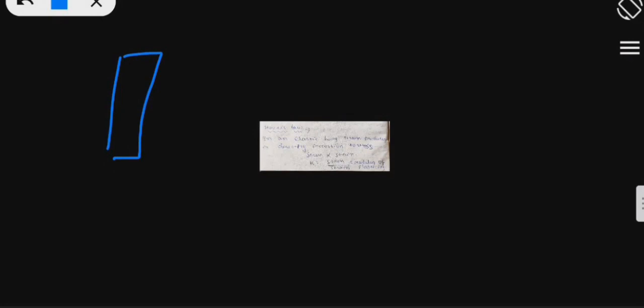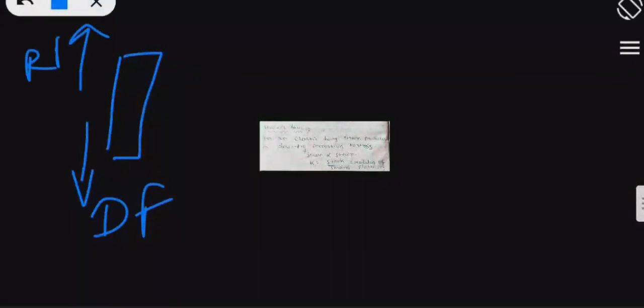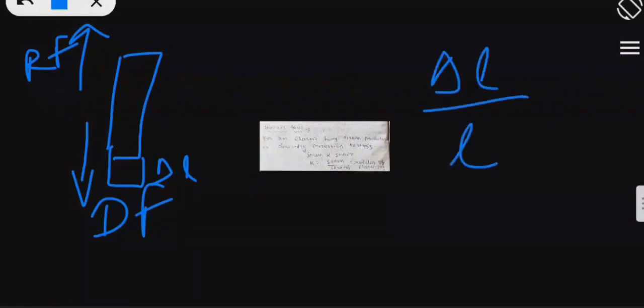So it will apply a force in this direction, that is the deforming force. So obviously a restoring force is going to be produced. And suppose the length has increased by this much, delta L. So in a perfectly elastic body, how much is the strain produced? Delta L upon L, because the original length was L, and delta L upon L gives you the strain.